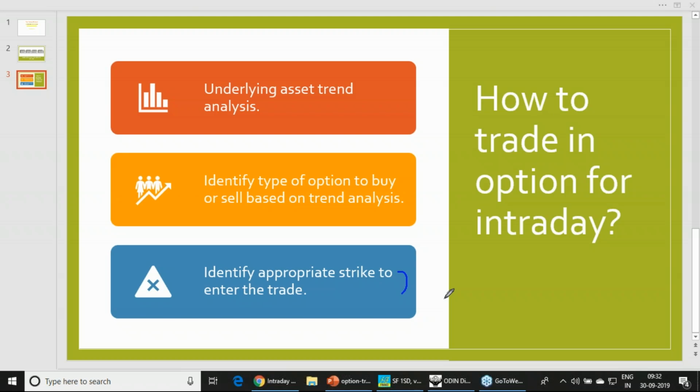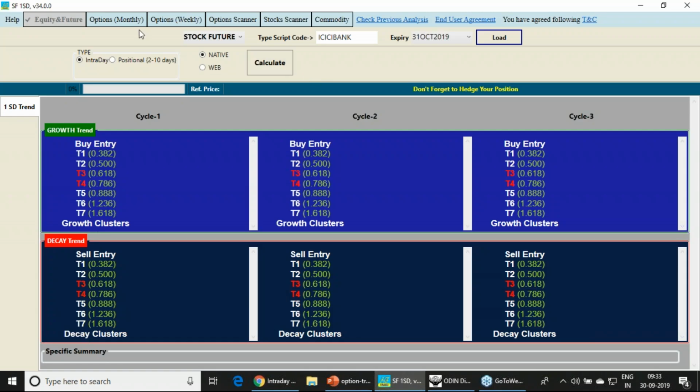So the strike which has a lower probability of becoming in the money on that particular day will have higher theta decay, higher vega decay, volatility shrinking effects, or time value shrinking effects. So you need to identify a proper strike to trade. So we'll go for analysis. These are the three steps involved in an option intraday trade.